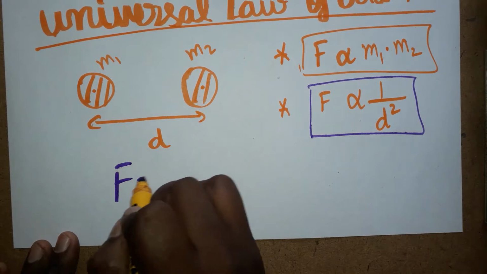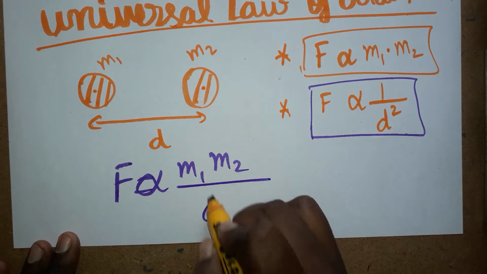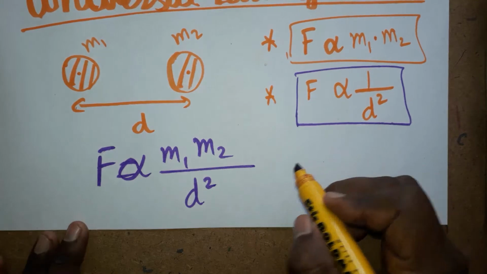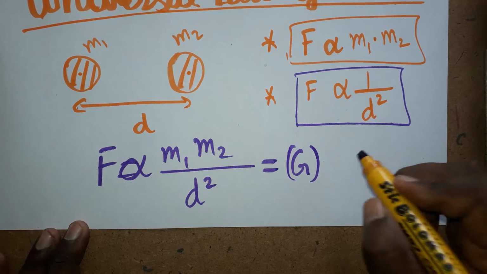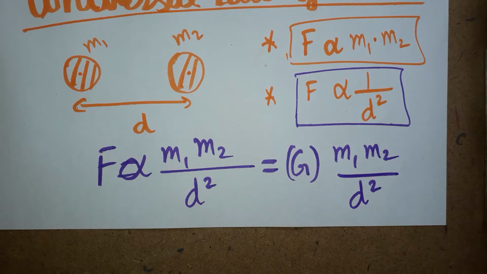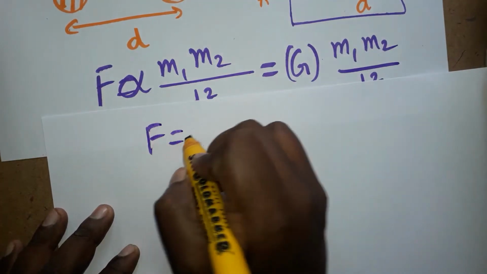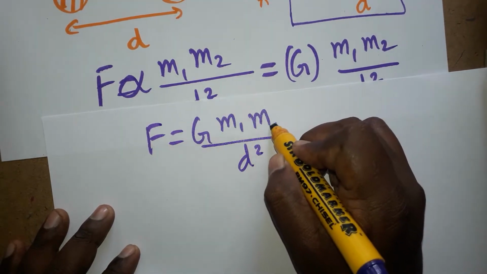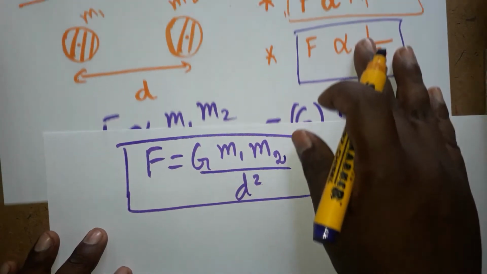So F is directly proportional to the product of both masses and inversely proportional to the square of the distance between the two objects. When we remove the proportionality, we get an equality constant, which is capital G. So F is equal to G times m1 m2 divided by d square. This is the universal law of gravitation, the force of attraction between two objects.